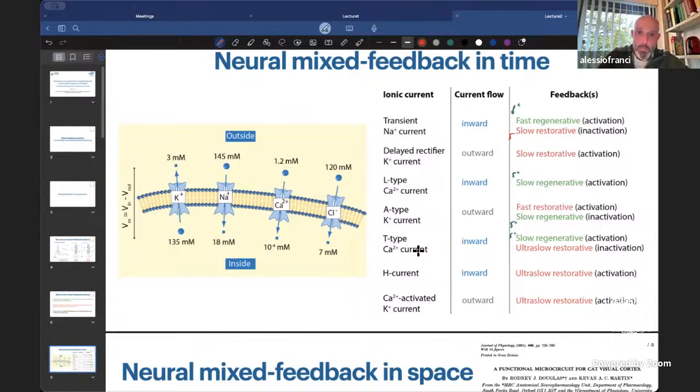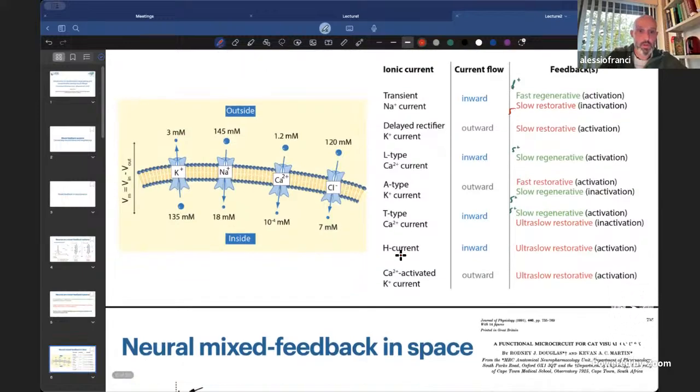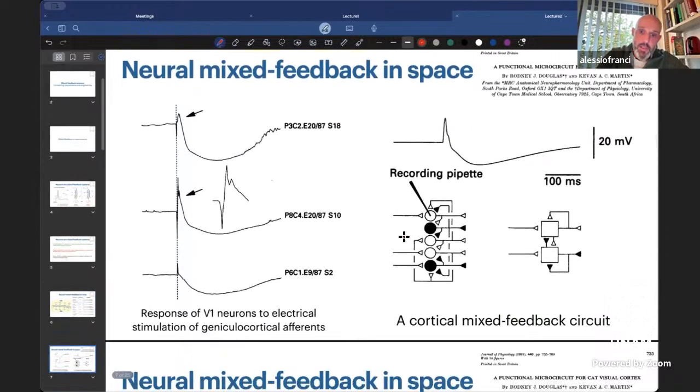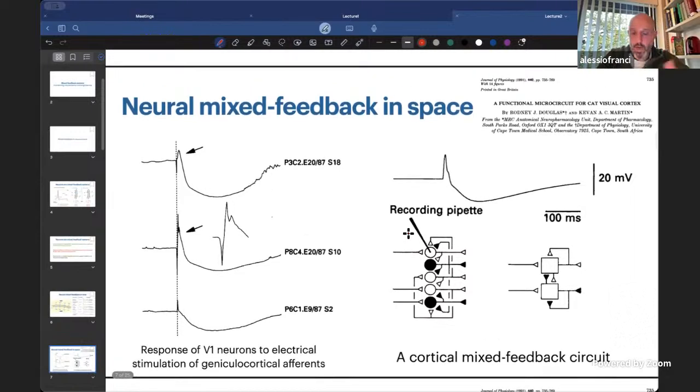So you can really do a mapping of electrophysiological elements into feedback, which I think can be very useful to understand mechanisms of the brain. The nice thing is that there are evidences.